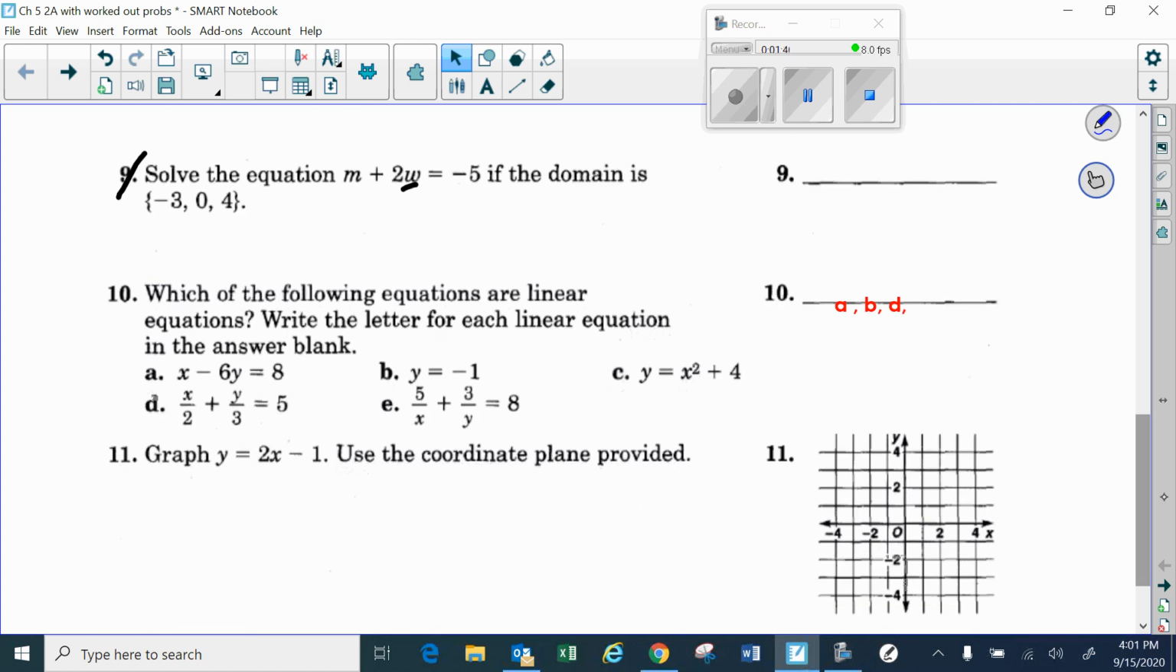Which of the following equations are linear equations? Or linear, keyword is line. If it's linear, that means the exponents on the x and y are 1. Okay, so that's where I need to check. So if I look at A, that x is 1 and that y is 1. So that's linear. That's why you see A right here. If I look at B, that y is 1. Okay, so we have B.